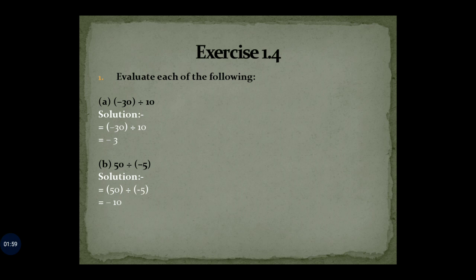You can see that 50 is a positive integer which is divided by minus 5 which is a negative integer. Solution for this problem is 50 divided by minus 5 which gives you minus 10. That means whenever a positive integer is divided by a negative integer, the result or the quotient will be in the form of a negative integer.